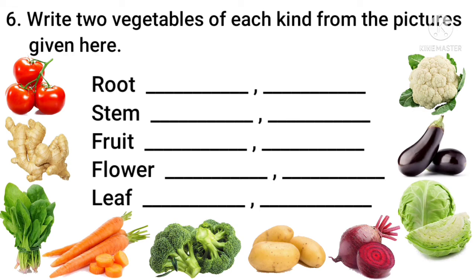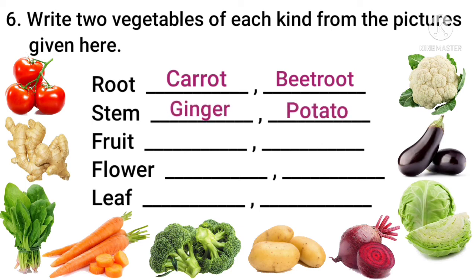First, root. What are the examples of root here? Carrot and beetroot. Then, stem, ginger and potato. Then, fruit. What are the fruits given here? Tomato and brinjal. Next, flower.